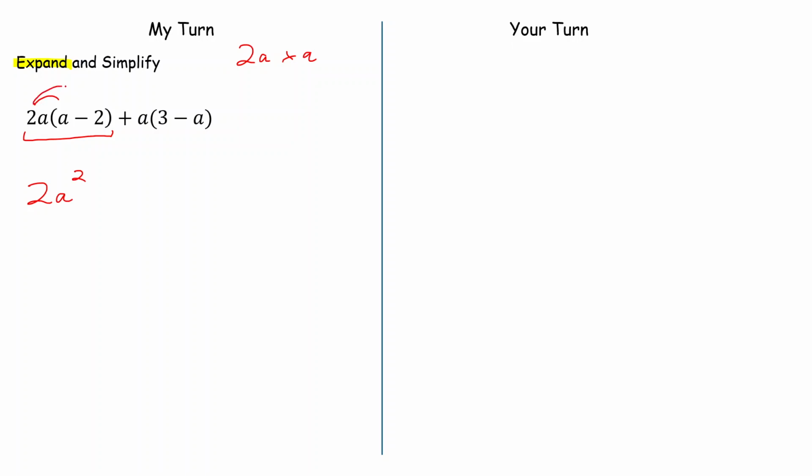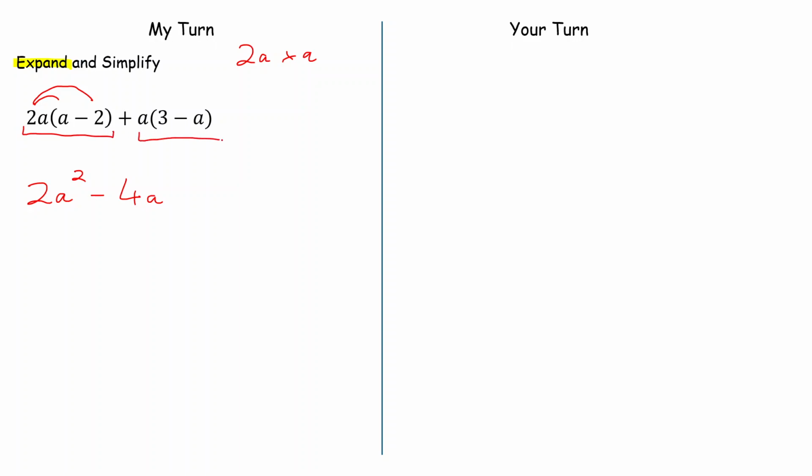You've got a 2a times by a negative 2. If it was a plus 2, well, 2 times 2 would give you 4. But it's got a minus sign, so minus 2a times by negative 2 is minus 4a. That's the first bracket done.